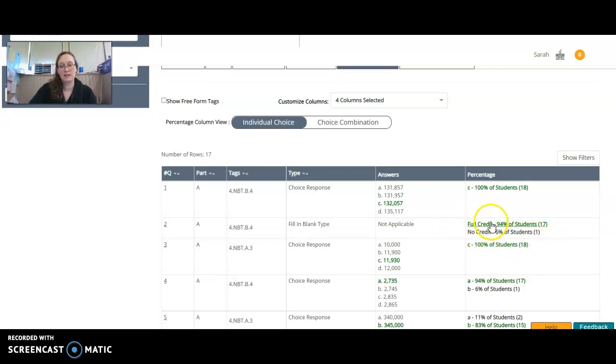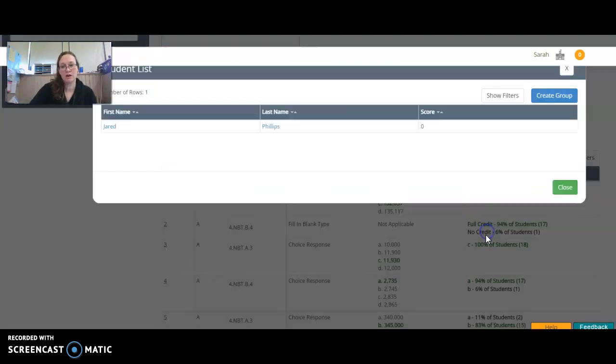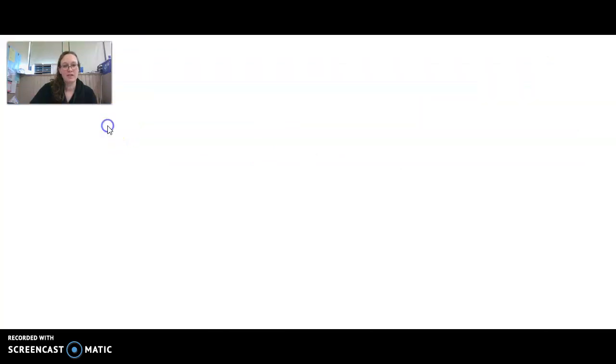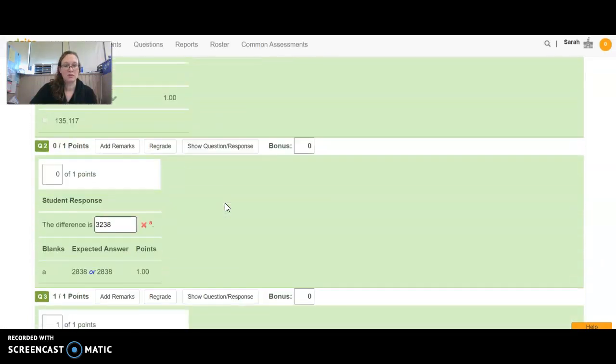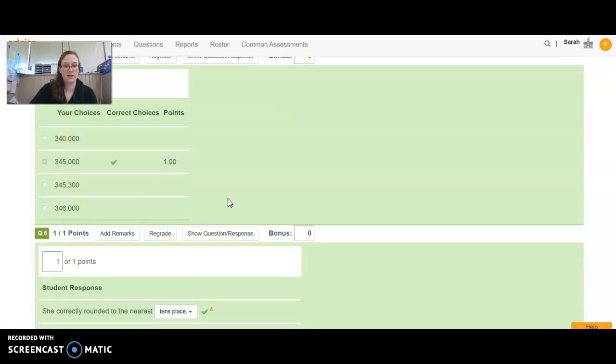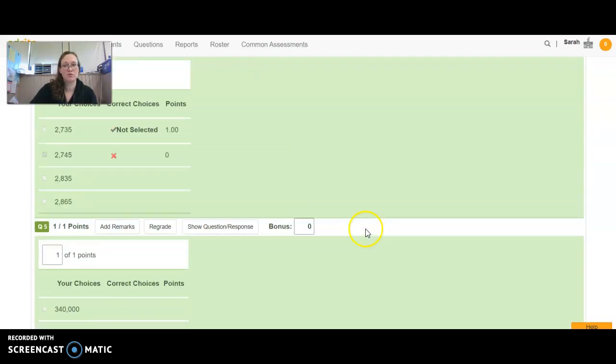So to look at the data a little bit deeper to see which students might have struggled with those questions, we click on the percentage. We can see the student's name, and if we click on that, it brings us to that particular question, or it brings us to actually all their work, and we can see what the students chose for their answers.